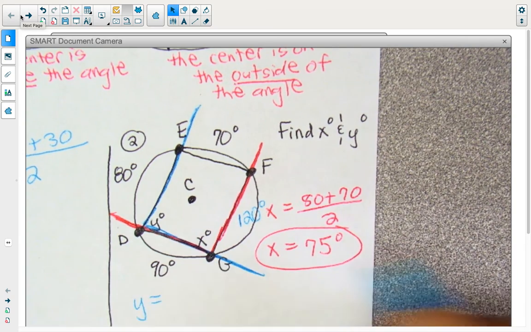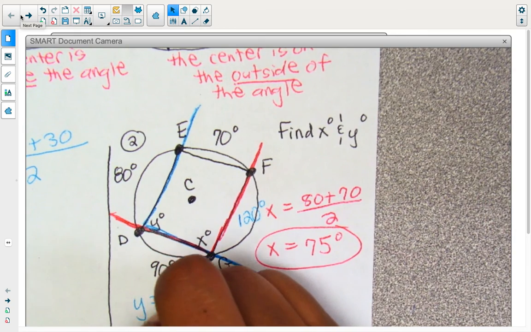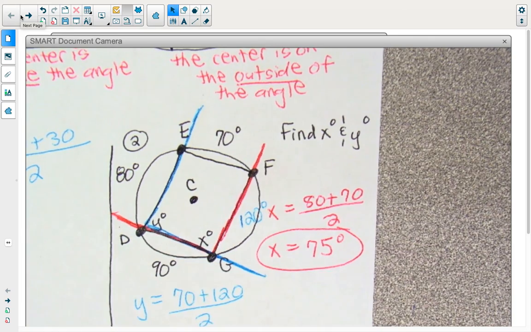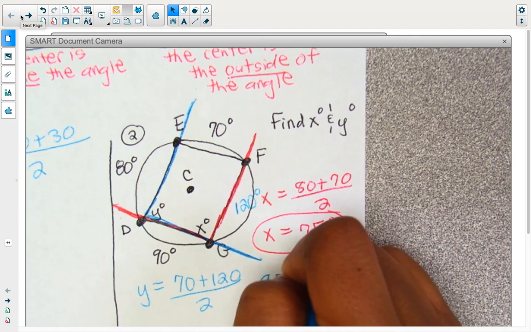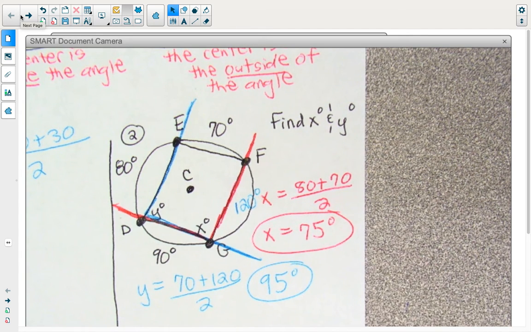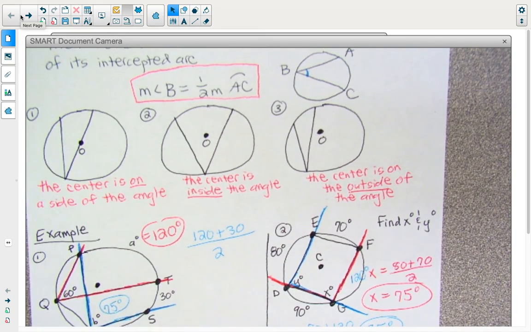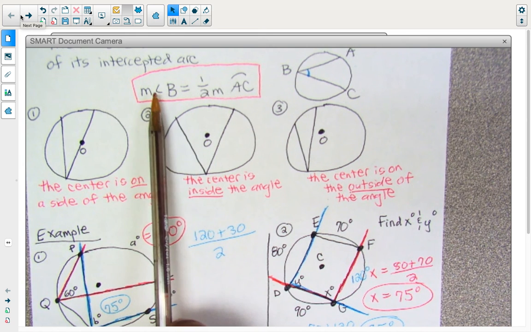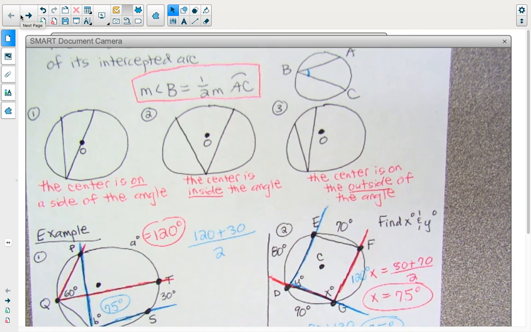Now I have enough information. So my intercepted arc is 70 and 120. So 70 plus 120 divided by 2 will give me the measure of Y, and I got 95 degrees. So Y is 95 degrees. So notice the only thing we used was this formula that's in the center of the page. It says that the inscribed angle is equal to half the measure of the arc. So the inscribed angle is equal to half of the measure of the intercepted arc.